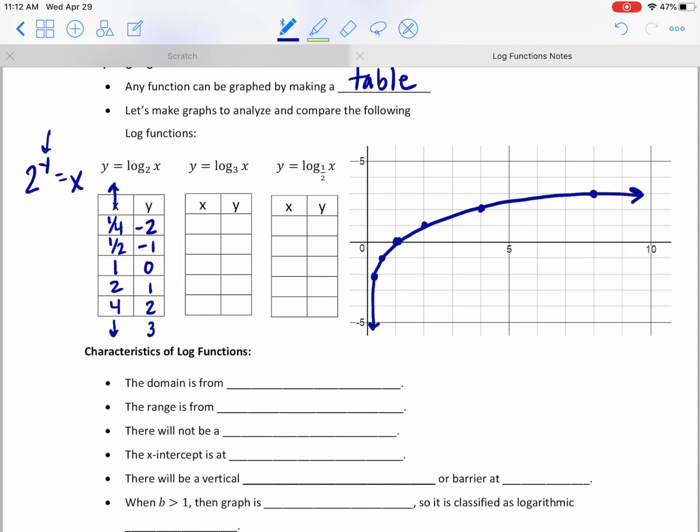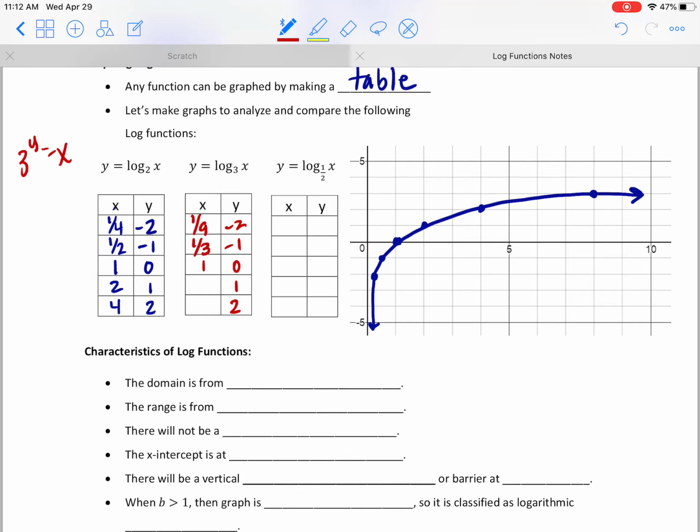And what's going to happen in the other direction? What happens to the x values here is the fraction gets smaller and smaller, but that x value won't be able to get to 0. So what we're going to see is very similar to what we saw with the exponentials. It's just a reflection of the graph we had before, just a different kind of reflection. So there's our 2 to the y power equals x, or log base 2 of x.